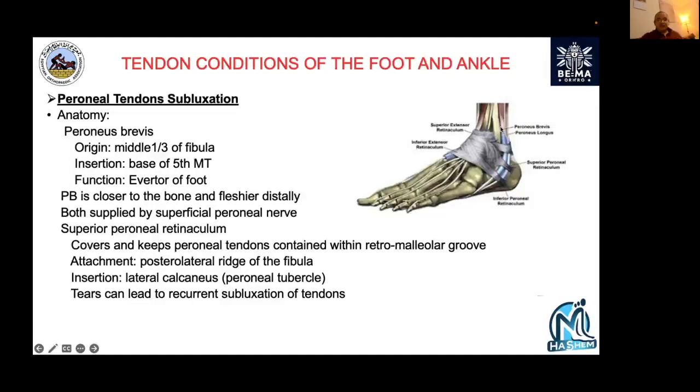You can differentiate them when you open the sheath. The peroneus brevis is more fleshy to the distal end, while the peroneus longus is more tendinous. When you open here, the fleshy one will be the peroneus brevis, the tendinous one will be the peroneus longus.